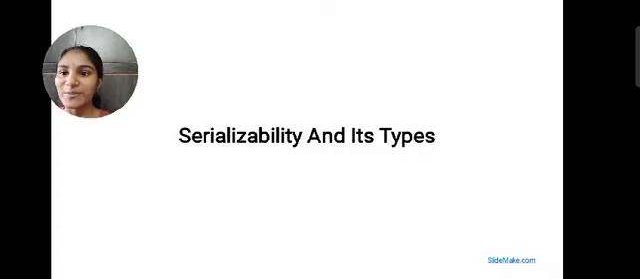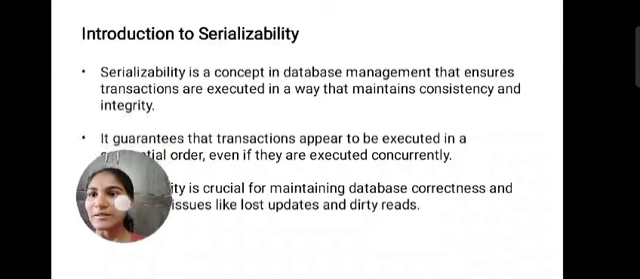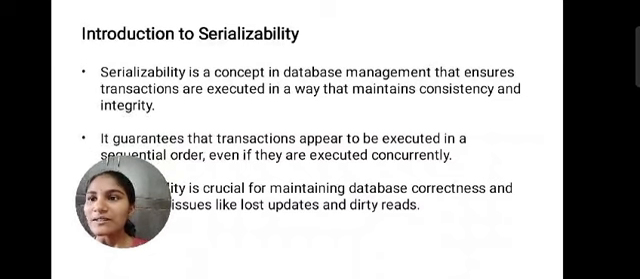Now I am going to explain you the topic of serializability and its types. Serializability means whenever there are parallel transactions taking place in the database, we need to convert them into serial actions in order to get data consistency. So, introduction to serializability. Serializability is a concept in database management that ensures transactions are executed in a way that maintains consistency and integrity.